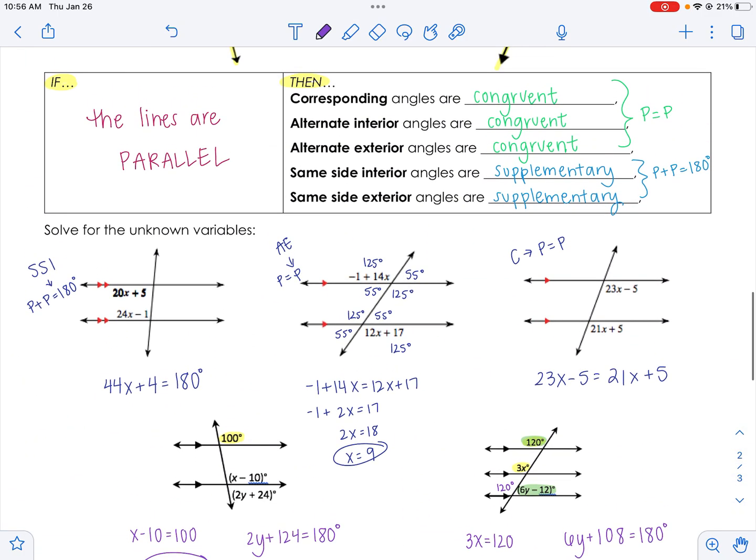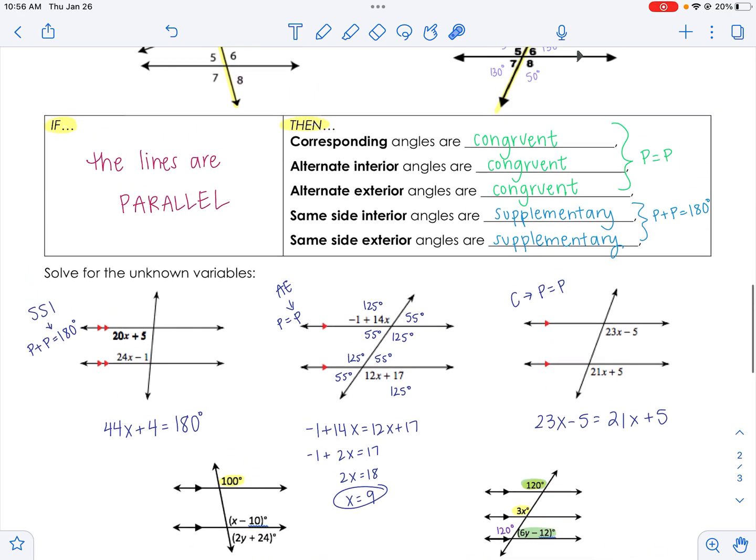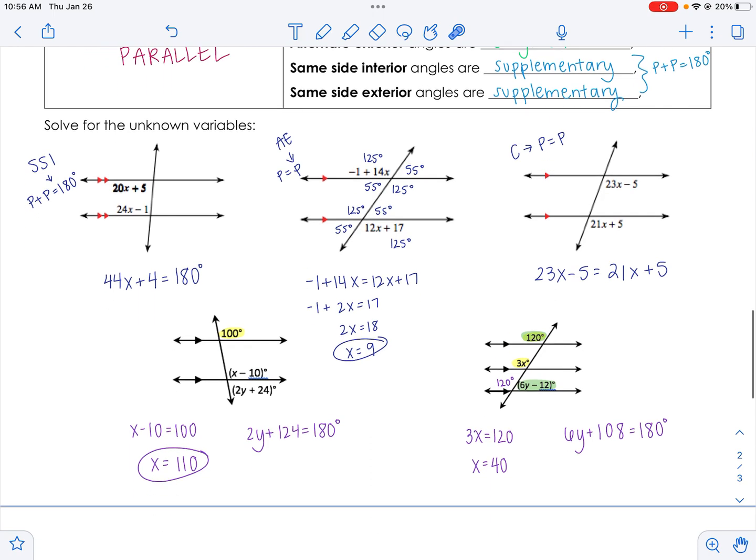So anytime you get stuck on these problems, just ask yourself, are your lines parallel? And then are they going to be part equals part or part plus part equals 180? And remember that you could do process of elimination if you get stuck, or rewatch this video if you need more help.